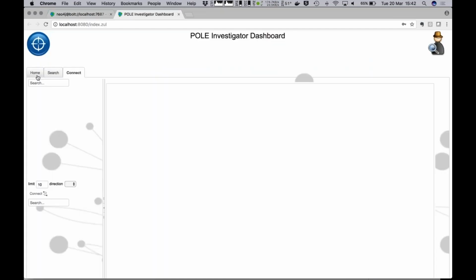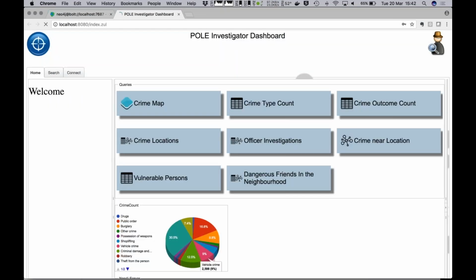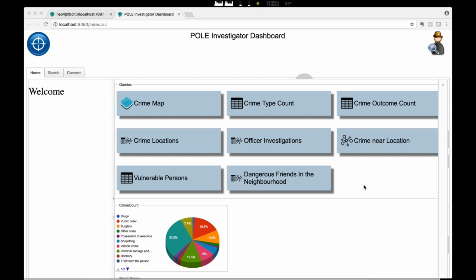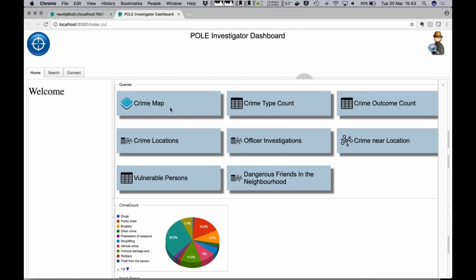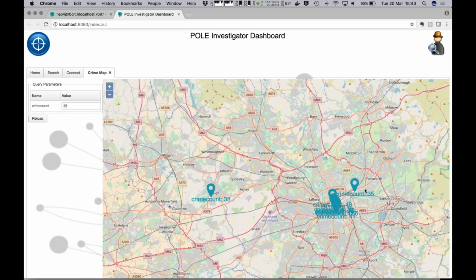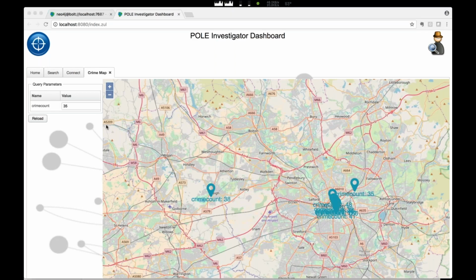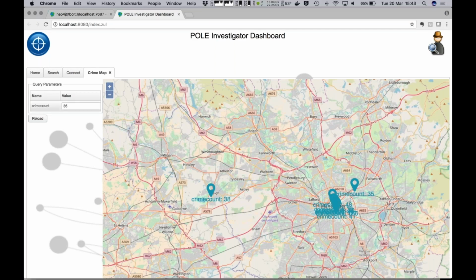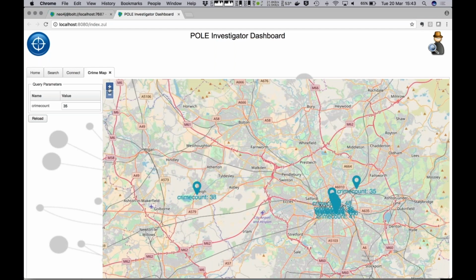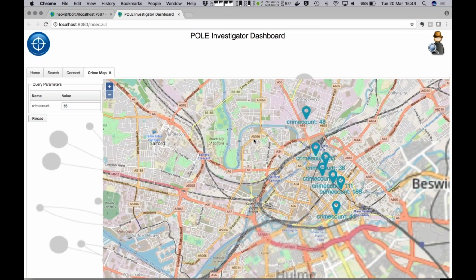So first, the police investigator dashboard. You can see this is really just a mock-up, the sorts of things that somebody who is investigating on top of this police data model might look at. There's a crime map, which shows the locations that we've been looking at. It's here on the left-hand side. We've got a limit, so we've said only show us locations that have 35 crimes or more. You can see those locations on a map and navigate them quite easily.